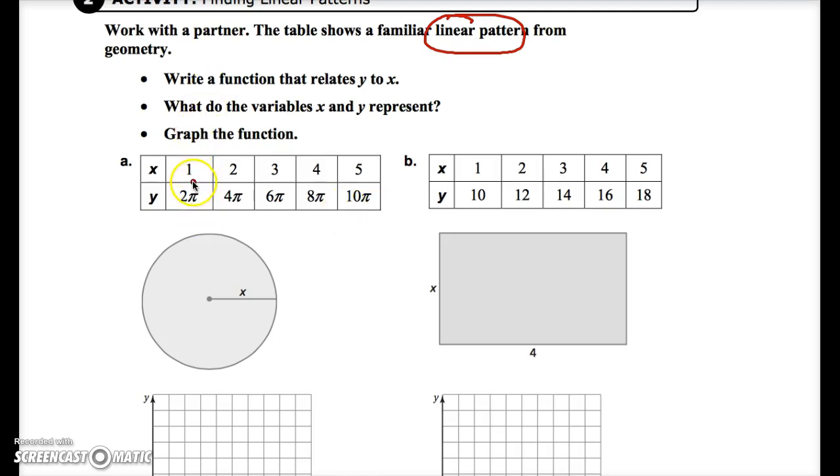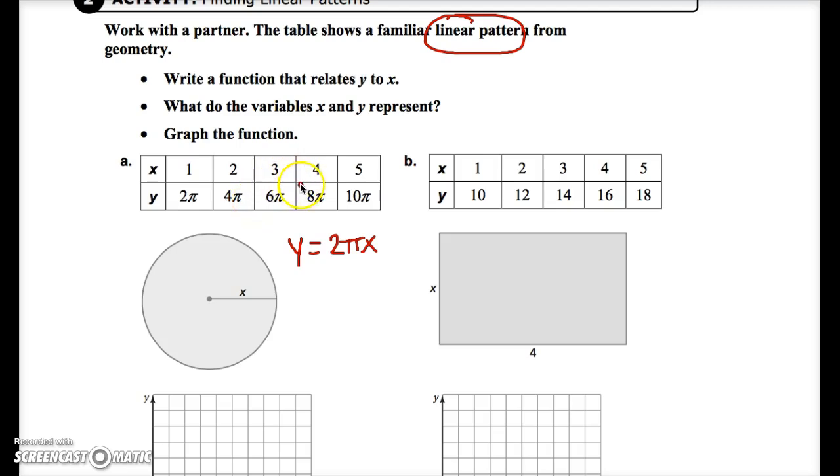So I want to ask myself, how do I get from 1 to 2 pi? How do I get from 2 to 4 pi? Well, I notice the pattern with the numbers, you're multiplying by 2 every time. But then they've thrown a pi in there. So whenever we go to write the function, it's going to be y equals 2, because we multiplied by 2, but we also multiplied by pi. So 2 times pi times whatever your x value was gives you the y row.